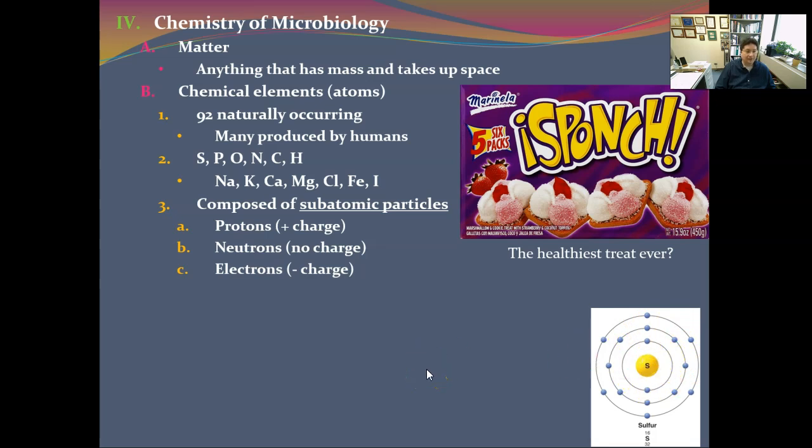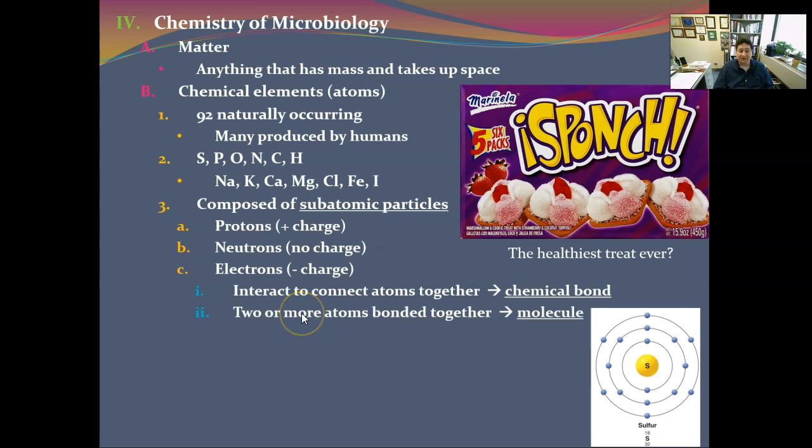Now, electrons are the most important because they are the part of an atom that interacts to connect atoms together to form what we call molecules or chemical bonds. So 2 or more atoms bonded together, we make a chemical bond that holds them together, and we now call that a molecule. It's the electrons that do all that work.